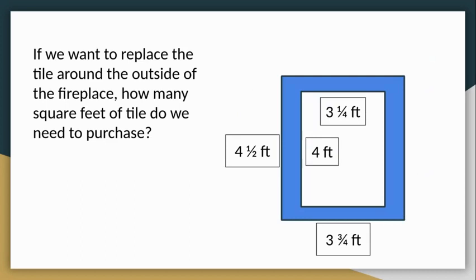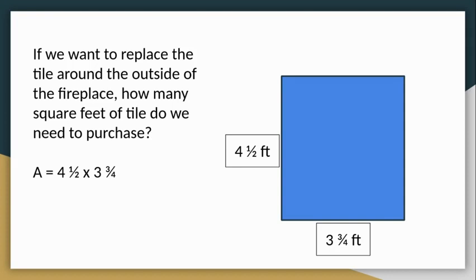We want to find the area of the space highlighted blue that surrounds the outside of the fireplace. We see that we have two rectangles with one inside the other. In order to solve this problem, we're going to have to subtract the area of the smaller white rectangle from the area of the larger blue rectangle.